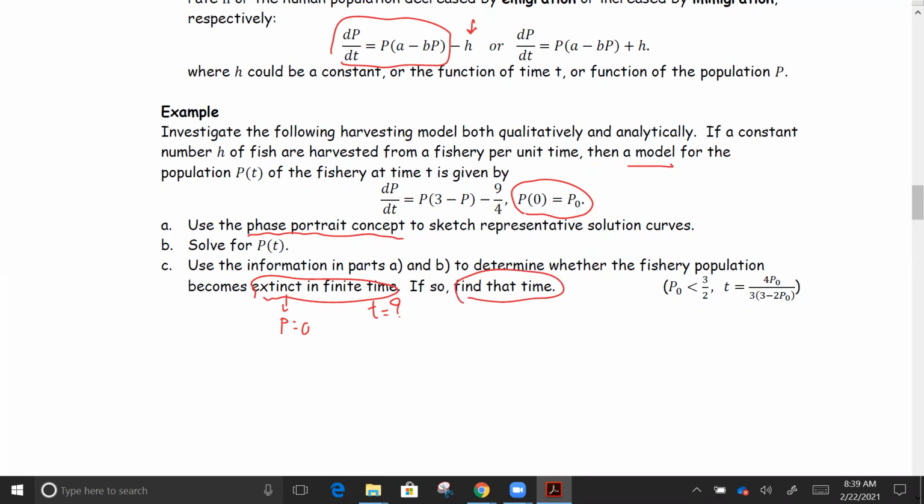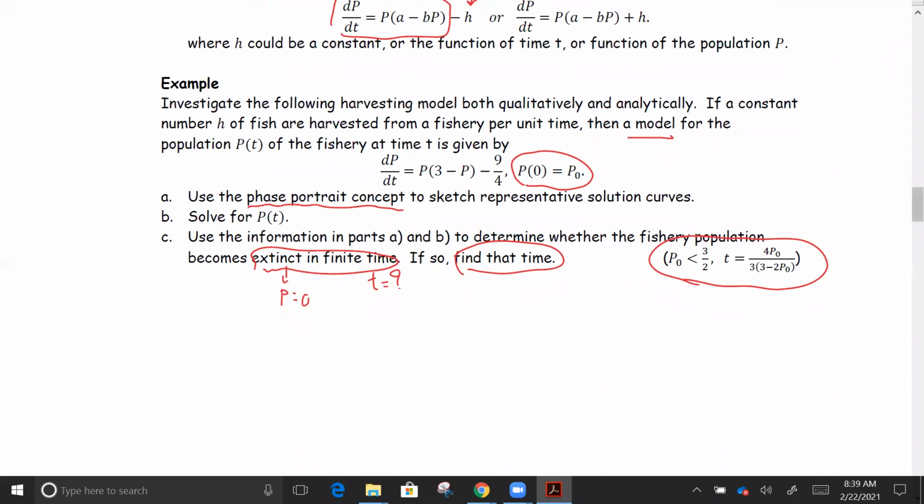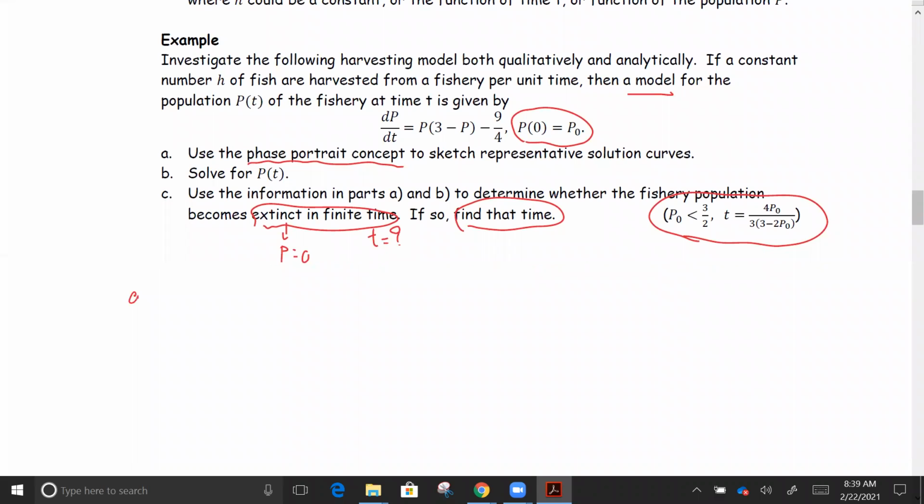So we're going to do a little bit more algebra work after we get the solution in part B, as we are finding the solution for part C. And the solution I put on the end here. So that's what we aim to get. All right, so for the population model, we see dP/dt. Let's start with part A.